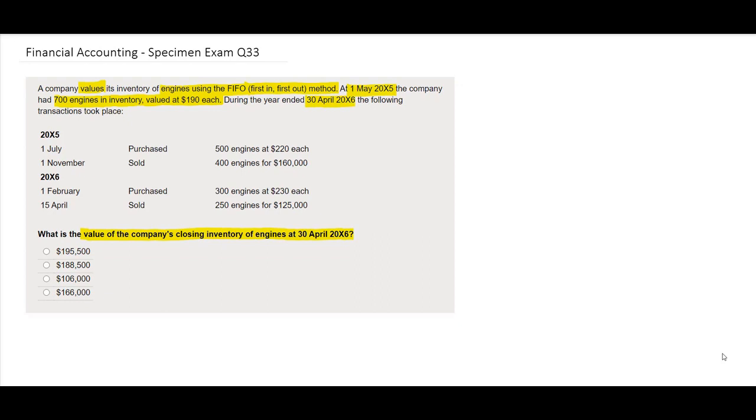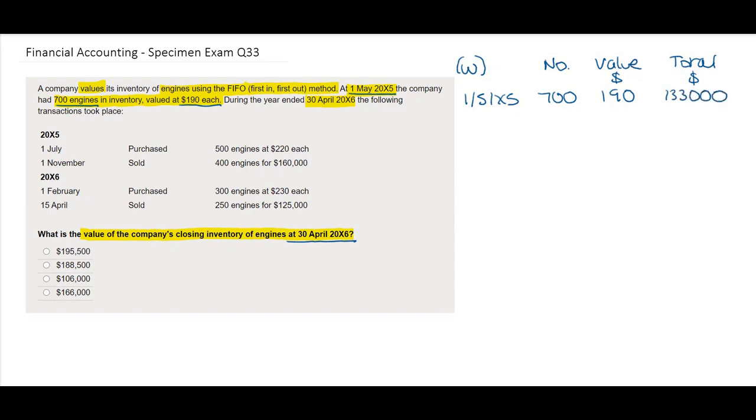In order to be able to work out the closing inventory at the 30th of April 20x6, we should work through the information chronologically to look at the movements of purchases and sales of inventory throughout the year. For this, I will set up a working. For each movement in inventory, I will look at the number of items that they have, the value, and the total. Starting at the beginning of the year, they told us on the 1st of May they had 700 engines in inventory valued at $190 each. Therefore, the value of that inventory would have been the 700 multiplied by the 190, which gives us $133,000.